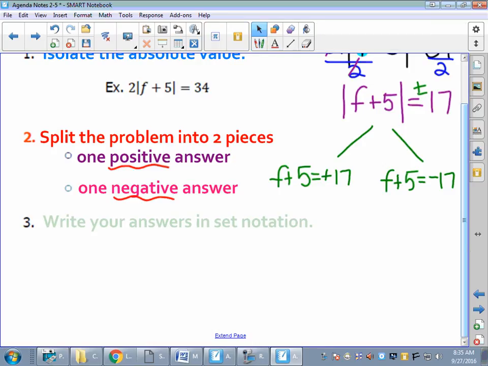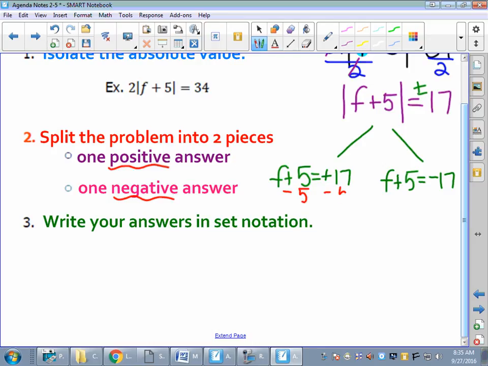And then from there, we're going to solve, and we could write our answers in set notation. I'm not going to be super picky about this, but I want to show you what it looks like. So if I've got 2 separate equations, f plus 5 equals 17, I'm going to subtract 5, and that gives me f equals 12. Well, over on this other side, f plus 5 equals negative 17, I'm still going to subtract 5, and I'm going to have f equals negative 22. So here are my 2 answers.